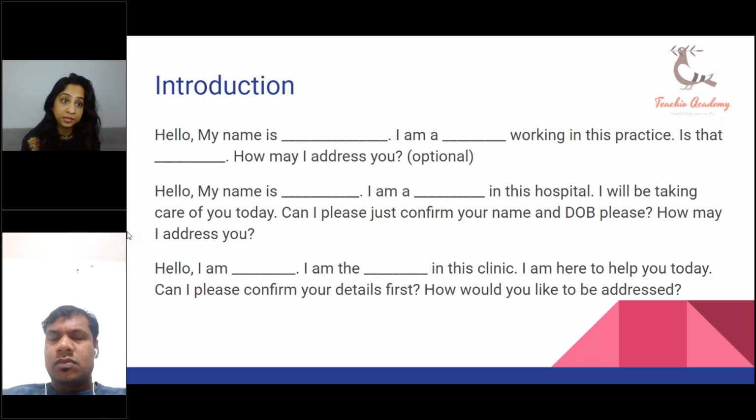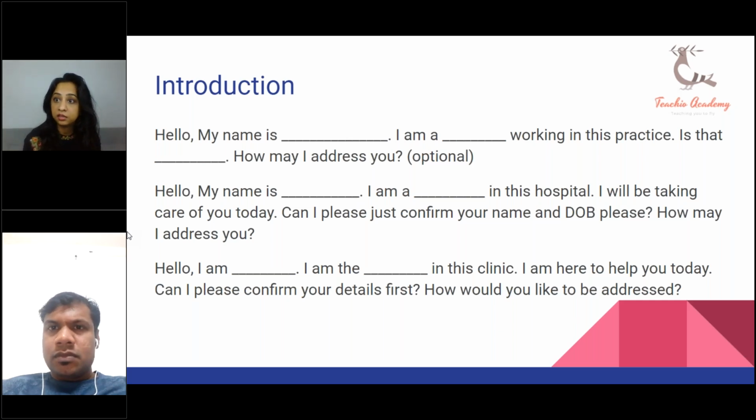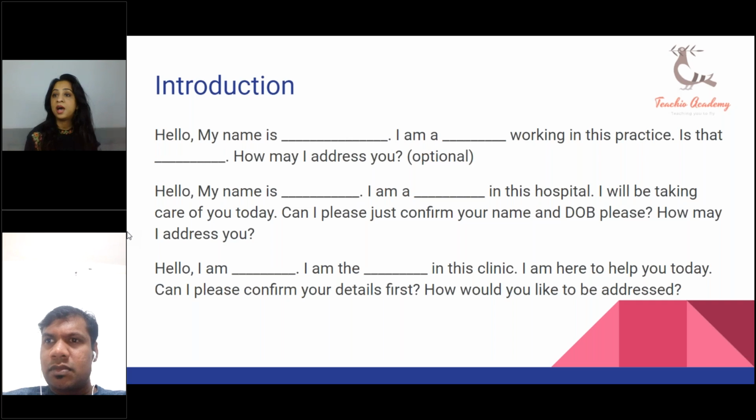So you might start out with something like, hello, my name is dash. I am a dash working in this practice. Is that dash? So you're going to use this when you already know the patient. So examples like this might be if you are a ward nurse or a lead nurse, and a patient is getting discharged, or you are a medical doctor working in a ward and a patient's relative has come to speak to you. In that sort of situation, the patient might be familiar to you, or the patient's relative might be familiar to you, and that's when you're going to be using the first line.